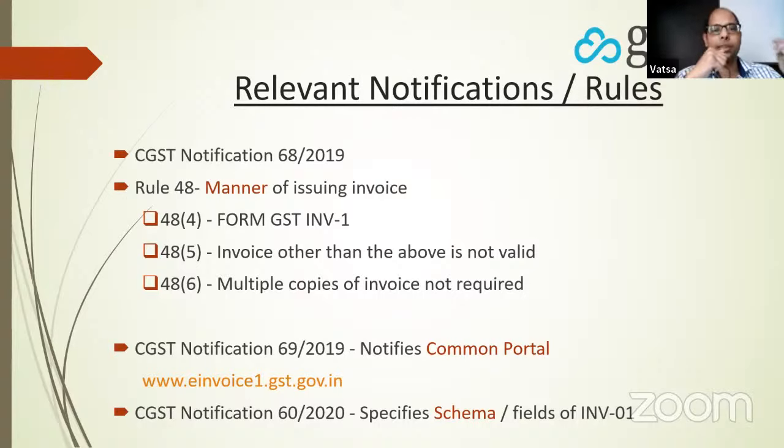Further, sub-rule 6 says multiple copies of the invoice are not required. So today the rule says you have to prepare an invoice in 3 copies: the original for the recipient, the duplicate for the transporter, and the triplicate for the supplier.